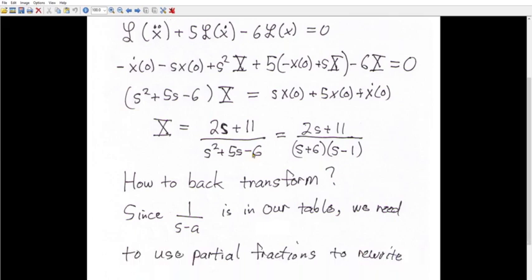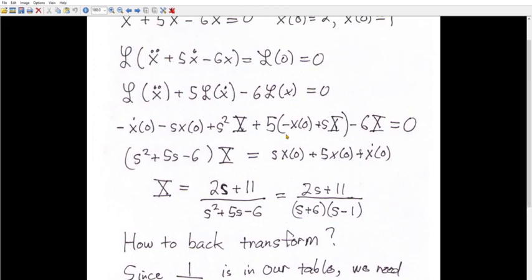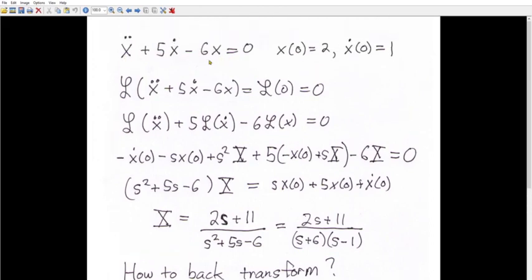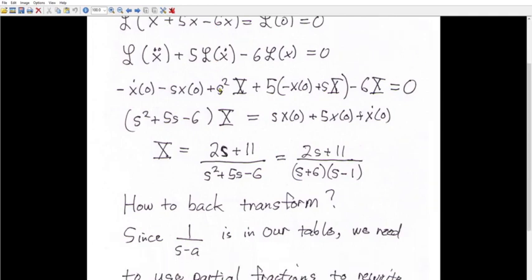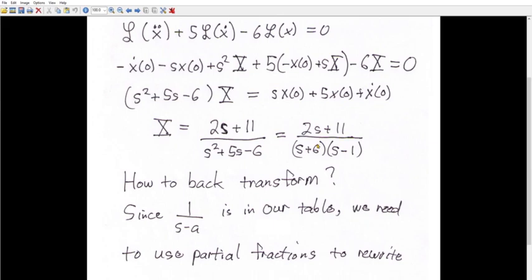But we're going to start by factoring the bottom. Oh, by the way, that should look familiar. It's the characteristic polynomial for this differential equation. It's pretty much impossible to avoid the characteristic polynomial in any solving method. Okay, so here it's actually the denominator of the Laplace transform. Okay, so we're factoring this, and how are we going to back transform?